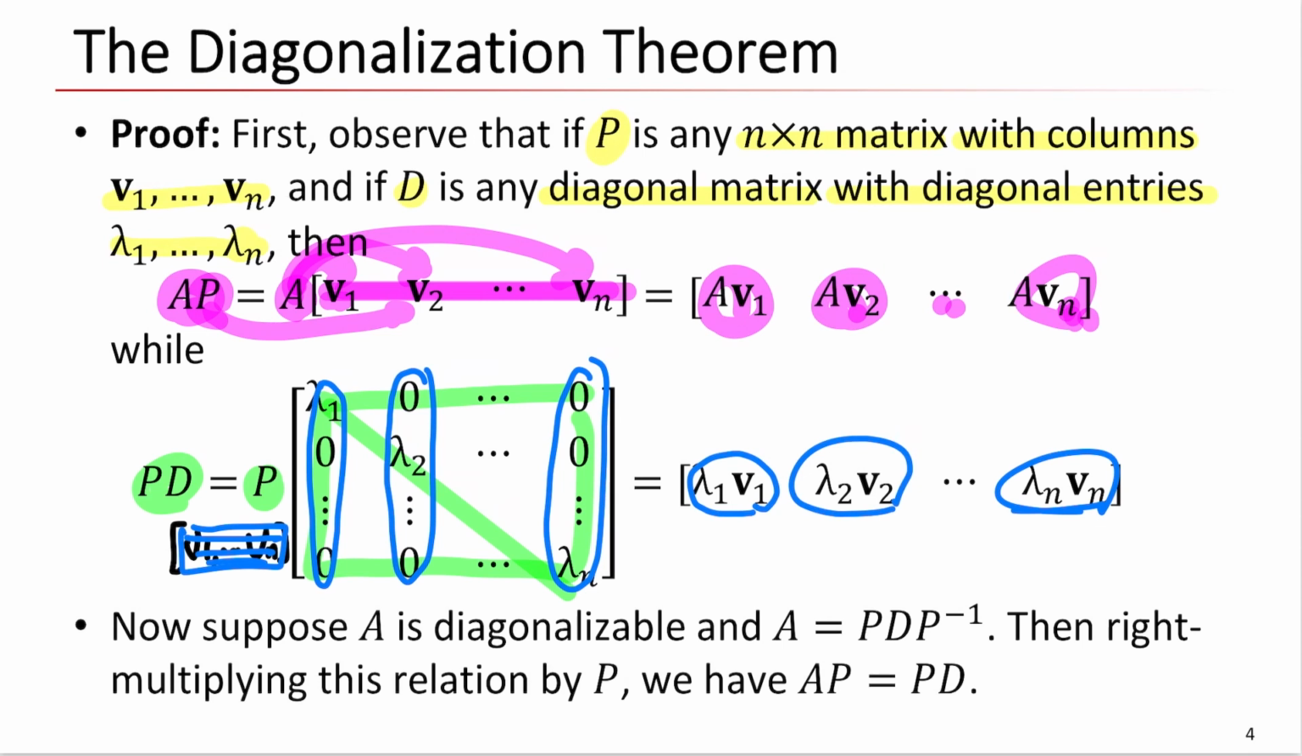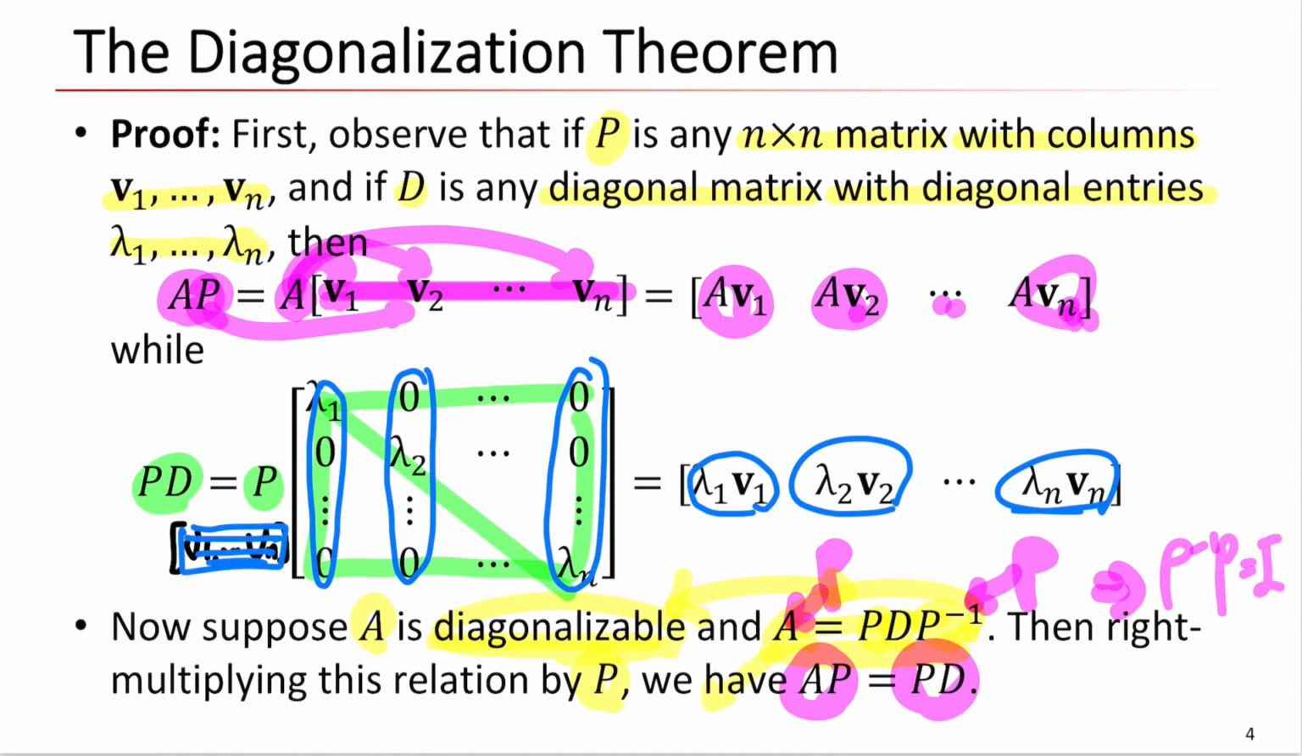And now suppose A is diagonalizable. Then A can be represented as P times D times P inverse, right? So it is equivalent. Then, multiplying this relation by P here and here, we generate AP and PD, because P inverse times P is equal to I. So we have AP is equal to PD.